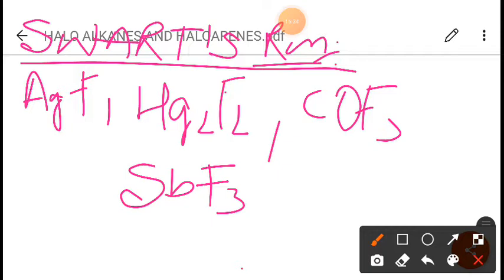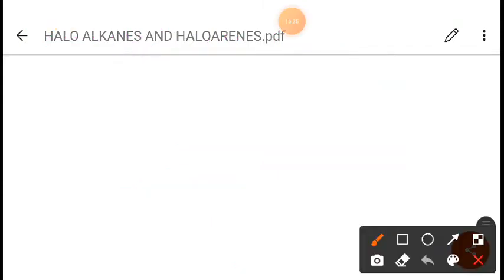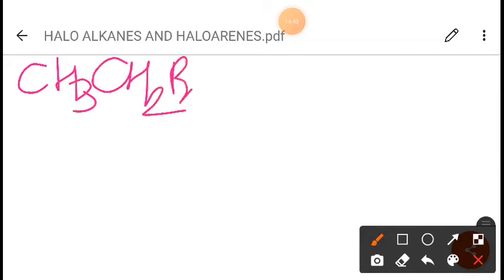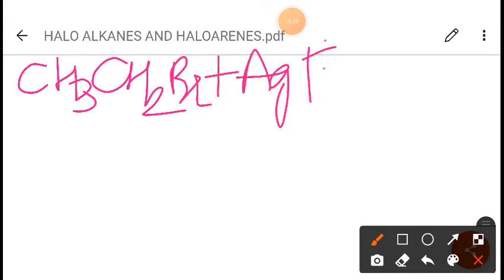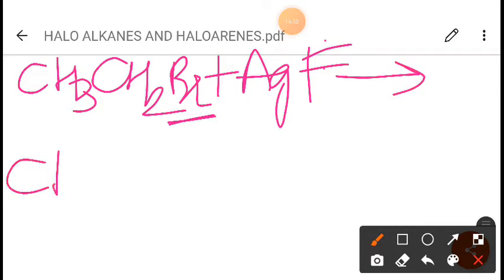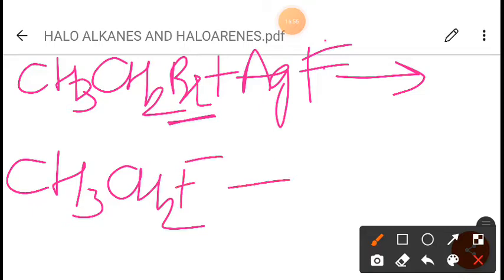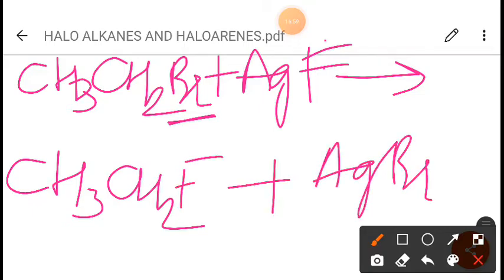What is happening here, I will give you one example. Suppose we have CH3CH2Br, and if we are using AgF, what will happen? In place of bromine, this fluorine will come. It will be like this, CH3CH2F, and AgBr will come out from the reaction. I hope you are understanding this, right?